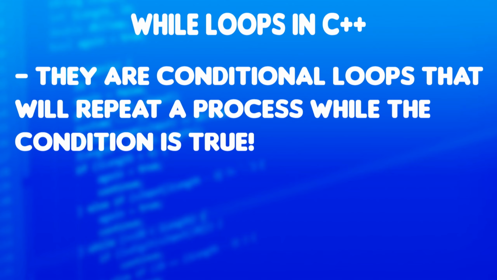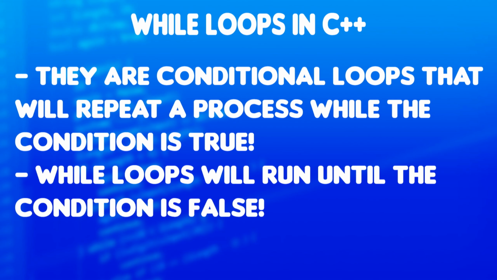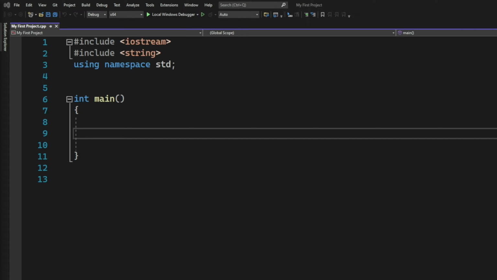So, what are while loops? While loops are conditional loops that will repeat a process while the condition specified is true. The while loop will continue to run until the condition specified is false. Now, I'm going to show you how to create while loops in C++.